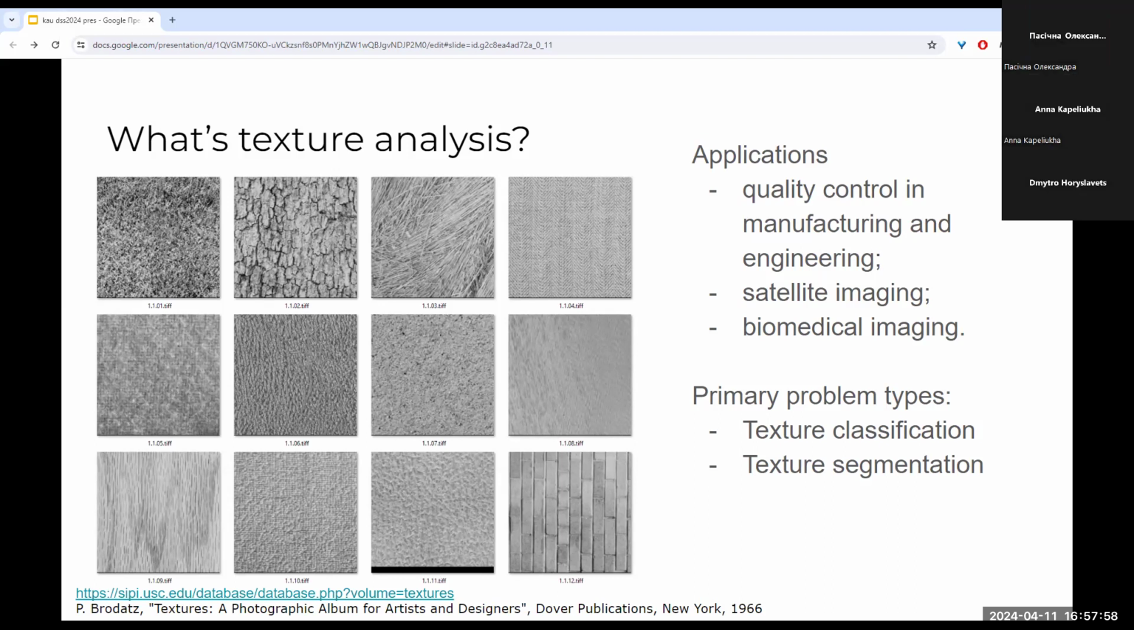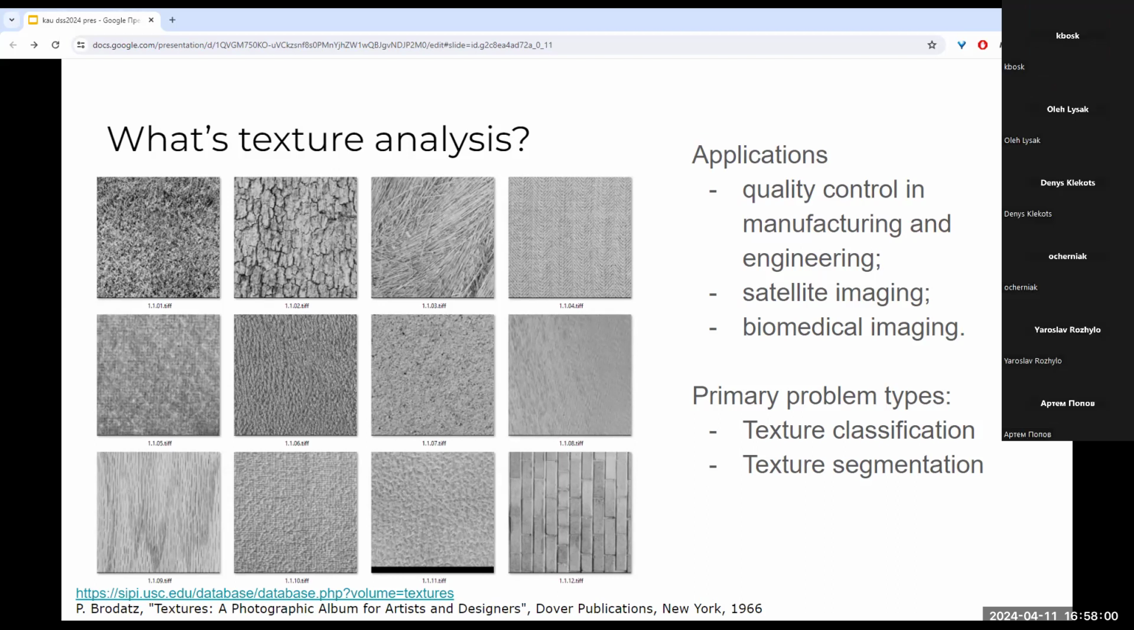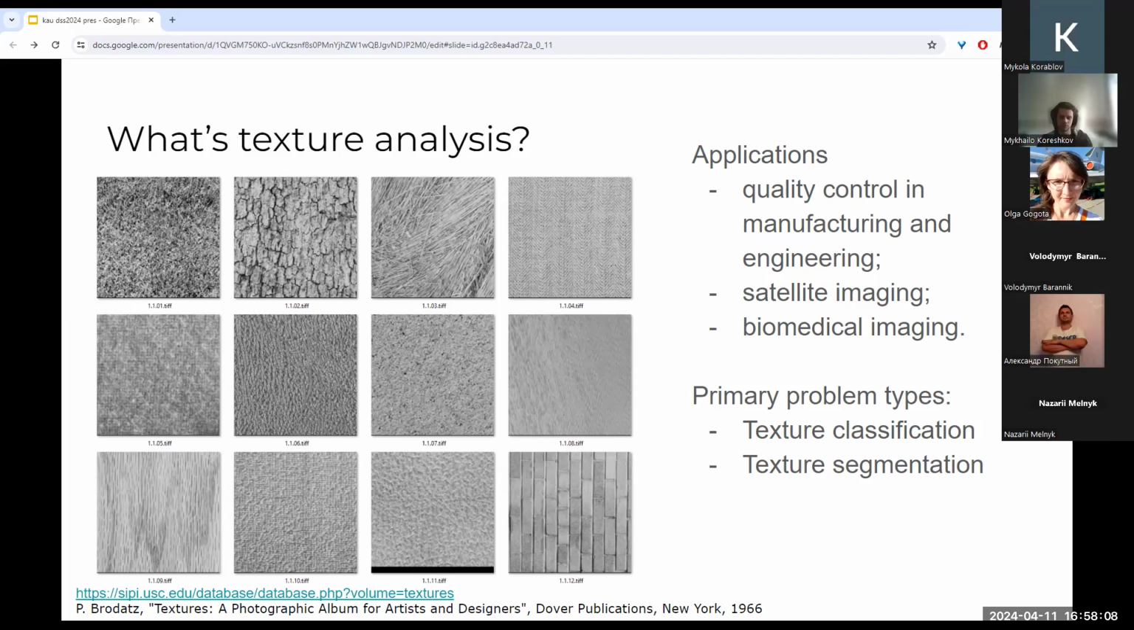And on the applications side, it's kind of obvious that any computer vision algorithm should discern textures, but it's a bit difficult to tell how exactly we can apply texture analysis, because texture analysis is usually part of a greater sphere of computer vision.